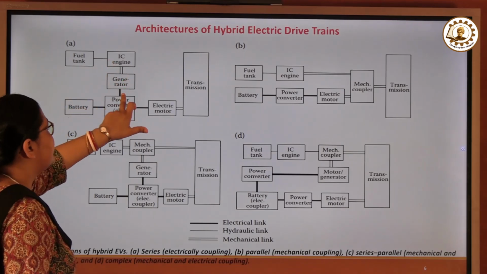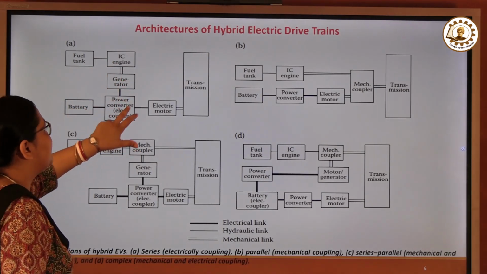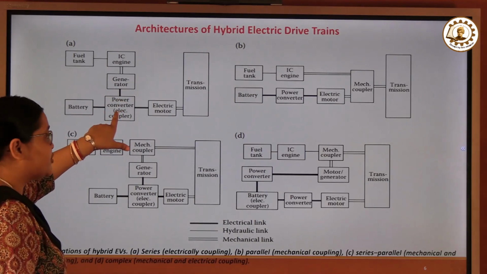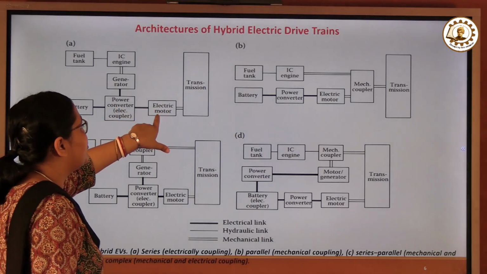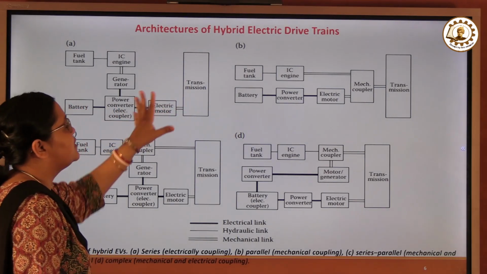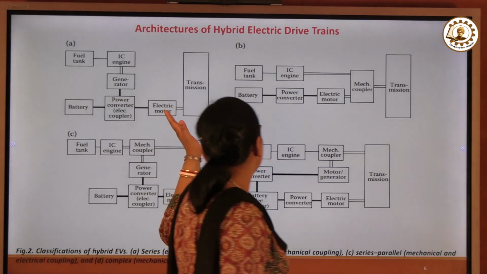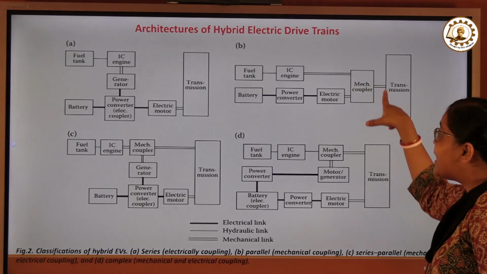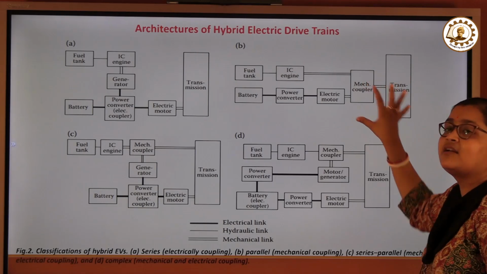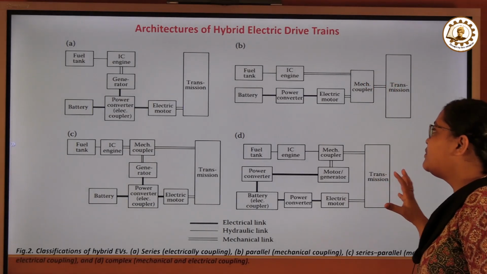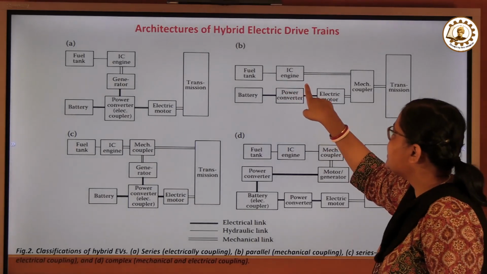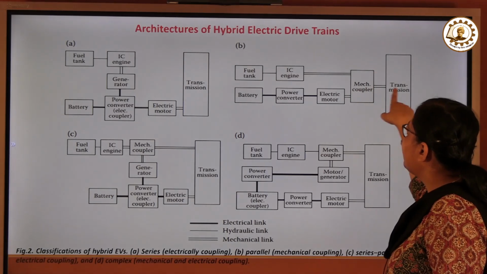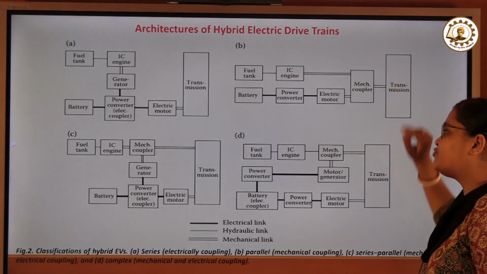So what happens? The fuel tank, IC engine and generator combination and the battery both get electrically coupled at this power converter, which I have already explained is a DC to DC bidirectional converter. From there, it feeds the electric motor, and the electric motor, through the mechanical link, provides the power to the transmission. As this is a series combination, when both are connected in parallel, it becomes a parallel combination, and this is done with the help of a mechanical coupler, which is nothing but a particular gearbox. So the fuel tank and IC engine combination, and the battery, power converter and electric motor, both go to the mechanical coupler, and the mechanical coupler is connected to the transmission.